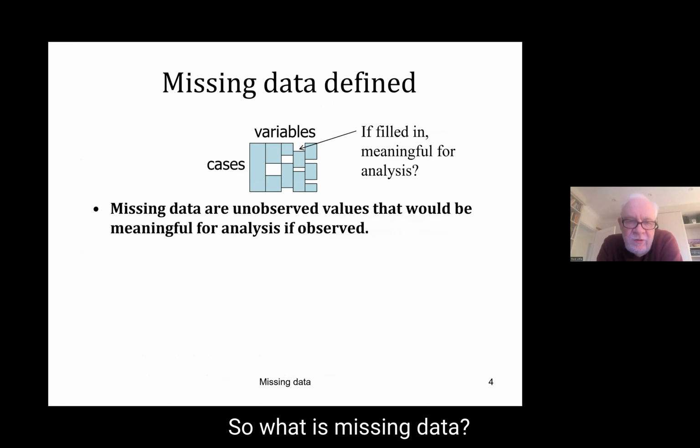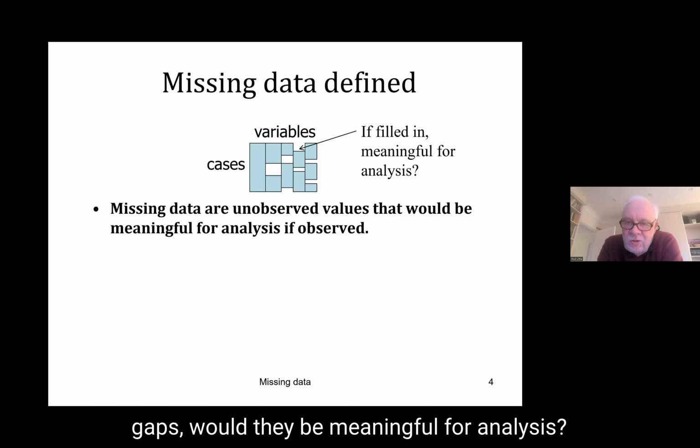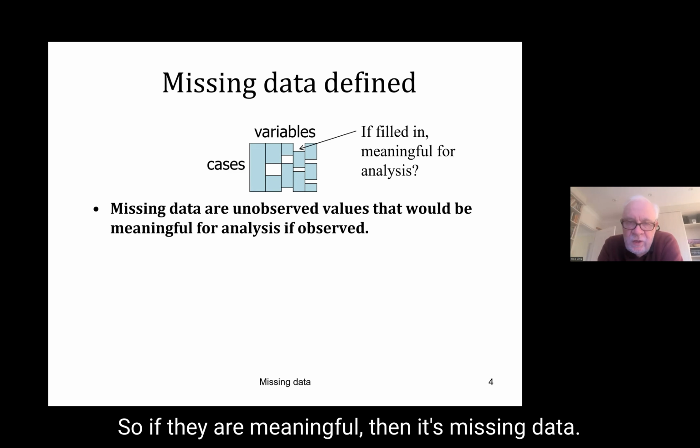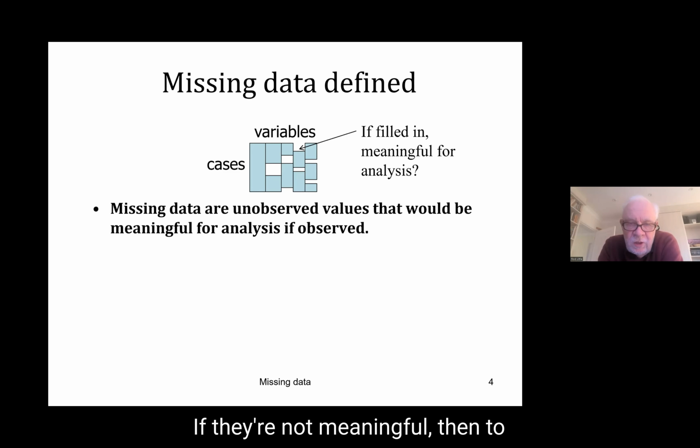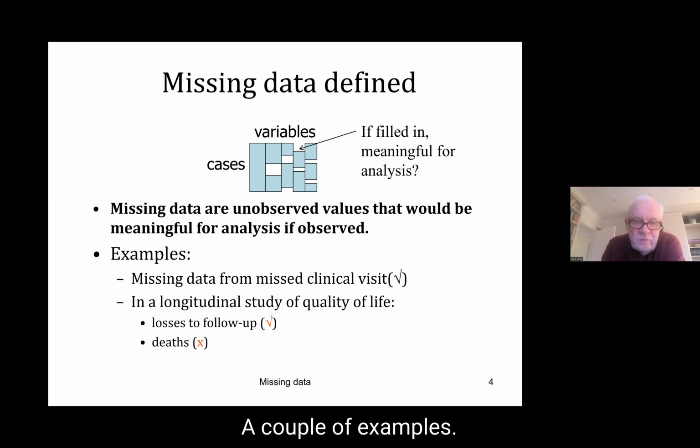So what is missing data? How do we define it? The way I like to define it is, if I was to fill in those gaps, would they be meaningful for analysis? So if they are meaningful, then it's missing data. If they're not meaningful, then to my mind, it's not missing data. So missing data are unobserved values that would be meaningful for analysis if they were observed.